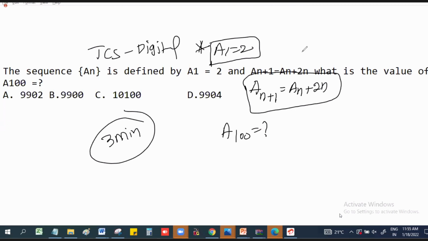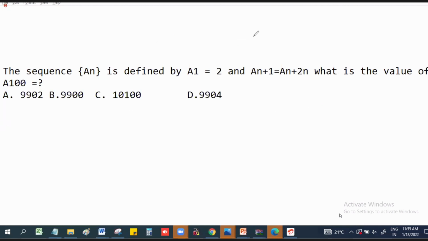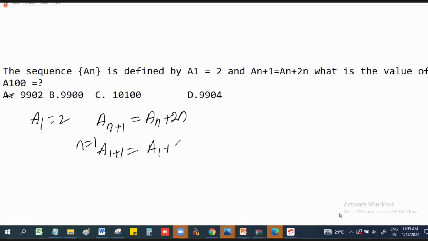Very good, guys. The answer is 9902. First option is right. How is this coming? A1 is equal to 2. A(n+1) is equal to a(n) plus 2n, right? Let's put n is equal to 1. Then a(1+1), that is nothing but a1 plus 2 into 1. Correct? Can I say this is a2? A1 already we know that is 2.